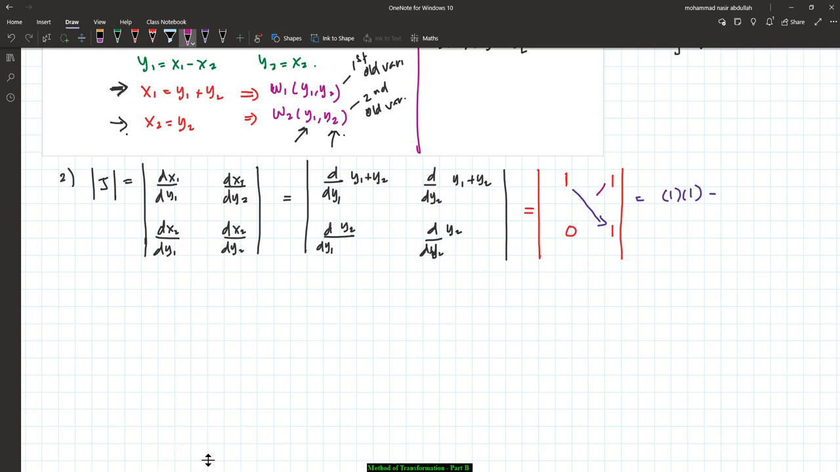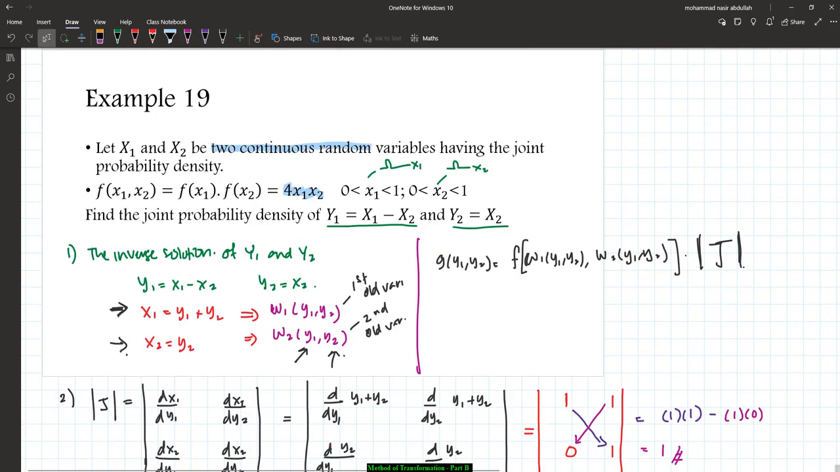So next, 0 and 1. So this one, 1 multiplied with 0. Left to right, right to left, easy to remember like that. So this one should be equal to 1 only. So this is the determinant of J. Step number 3. Now we're going to copy this one.